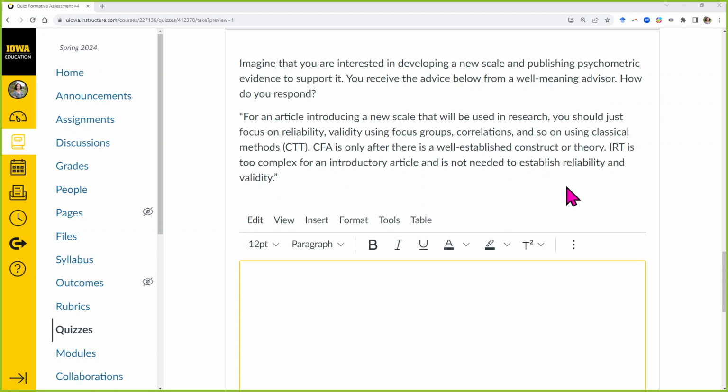"For an article introducing a new scale, you should just focus on reliability, validity using focus groups, correlations, and so on using classical test theory. CFA is only there after a well-established construct. IRT is too complex and is not needed." So, how would you respond to someone who has this perspective after what you've learned thus far this semester?